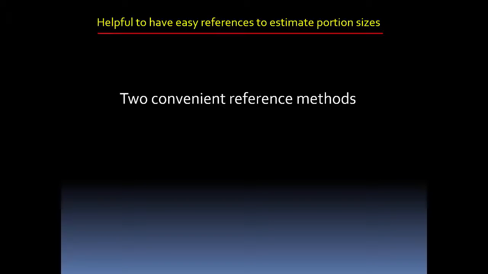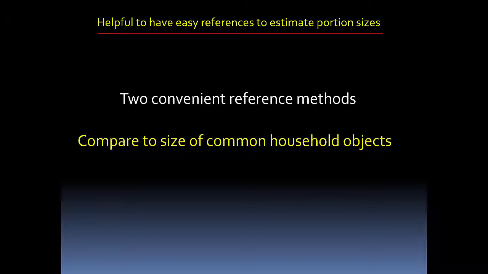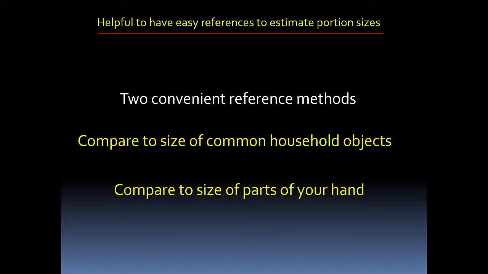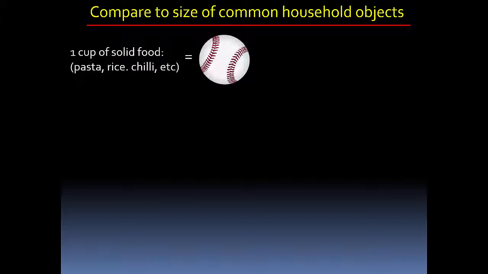The first relies on reference to some common household objects as a comparison, and the other relies on just using various parts of your hand as a means of estimating various types of portion sizes. So let's look at these two briefly. For example, many of us have a sense of what a baseball size feels like. Even if you don't have a baseball around the house, you pretty much know what a baseball feels like. You can think of a baseball as representing about 1 cup of a food like pasta or rice or chili.